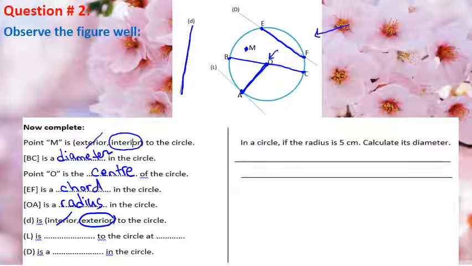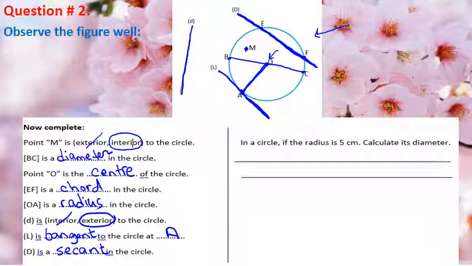Now line L, if we look at line L, we can see that L touches the circle from outside in 1 point, which is A. So L is a tangent because the tangent touches the circle in a point at point A. Now line D, if we look at line D, it cuts the circumference in 2 points. So line D is a secant in the circle.